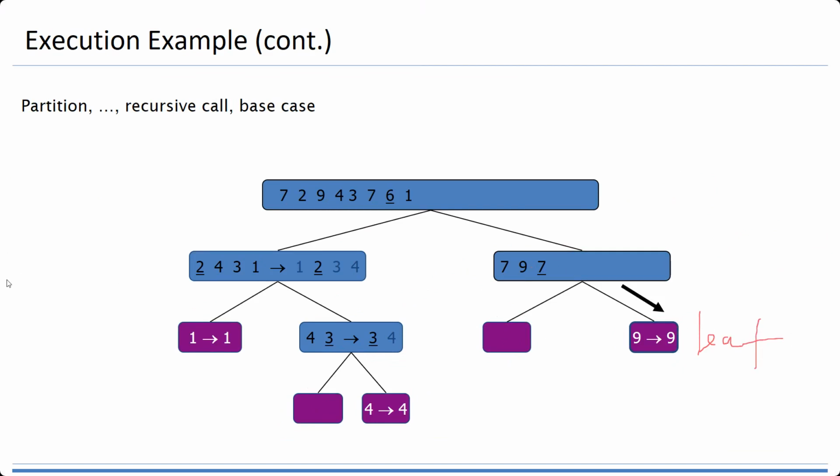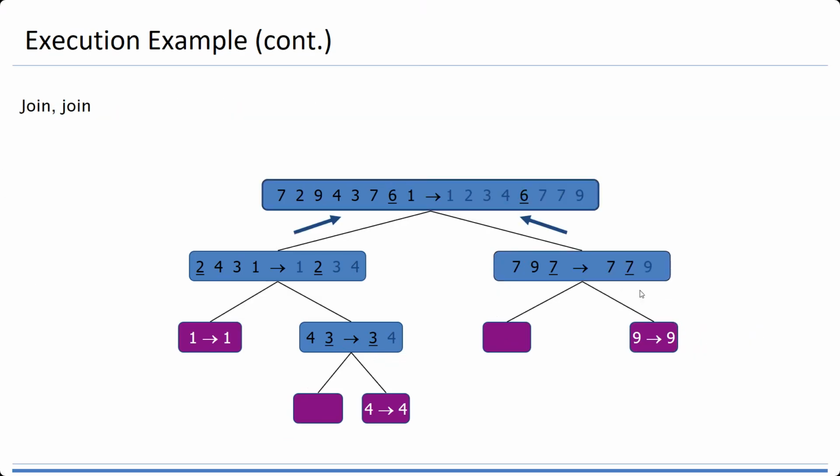And after we have the leaf, now we combine into 7, 7, and 9. And then finally, we have two subsets. We combine those two subsets into the big S, or the big sequence. So we have 1, 2, 3, 4, and then this is the pivot, and 7, 7, and 9.